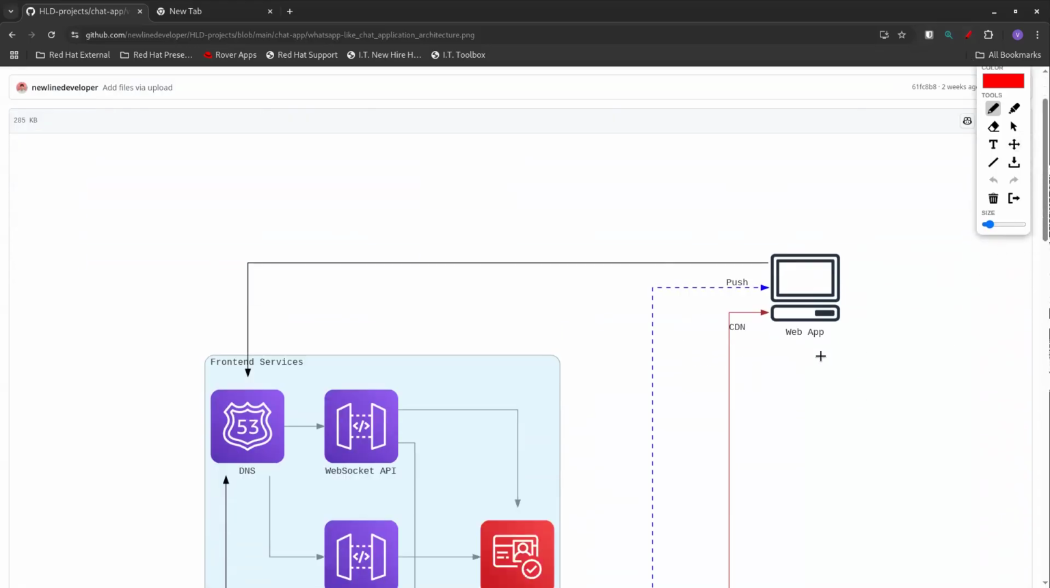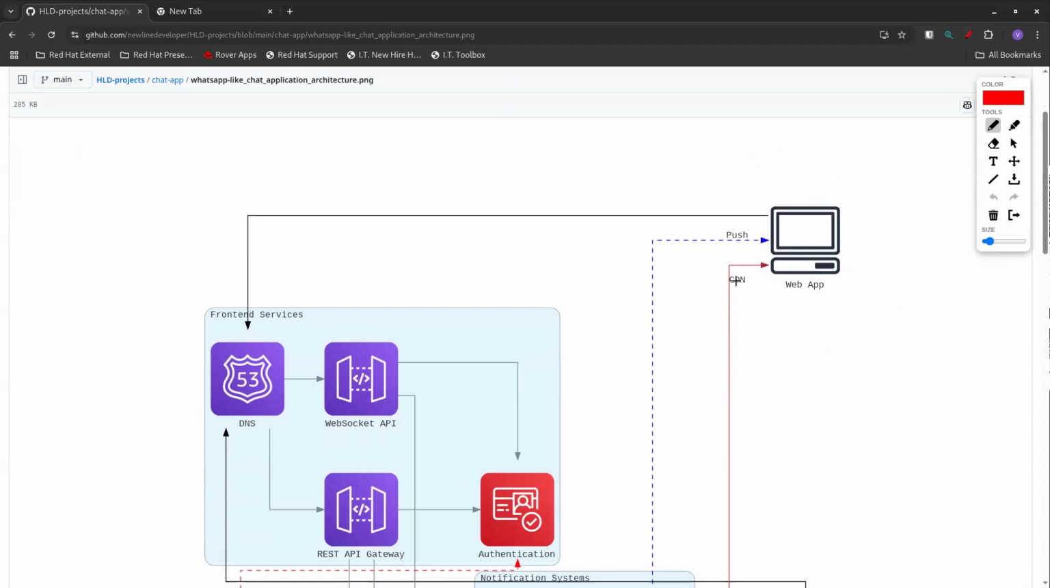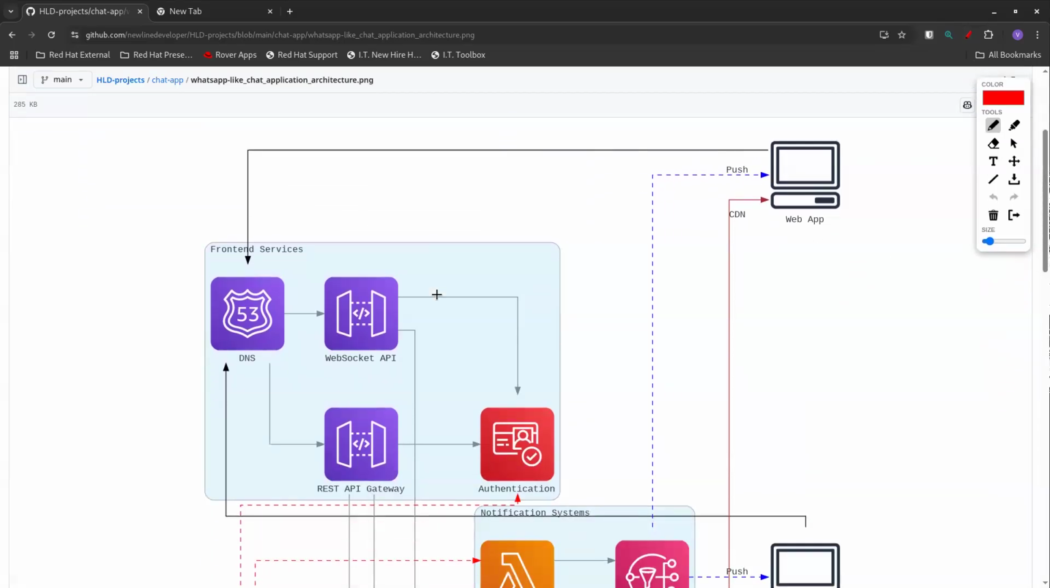So here we can see whether it's a web app or mobile app, everything we can. Then we have a front end service. Okay, so this is the user interface service, the public interface service we can consider. It has DNS, domain name server, and a service, and then WebSockets or a REST API.